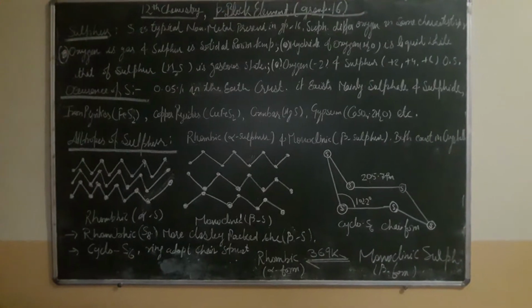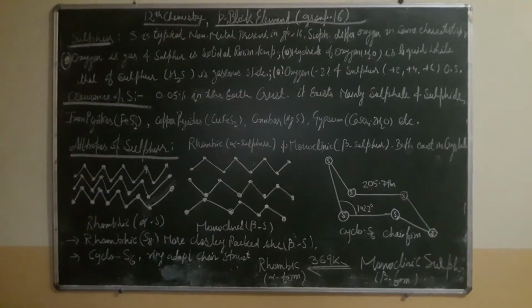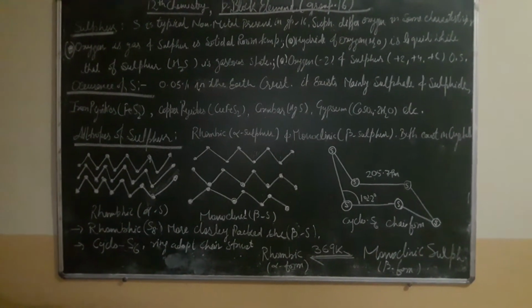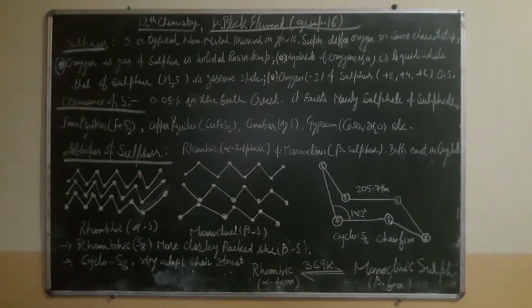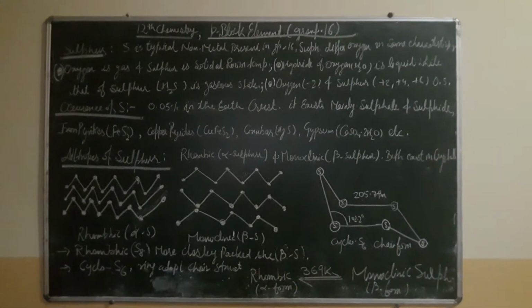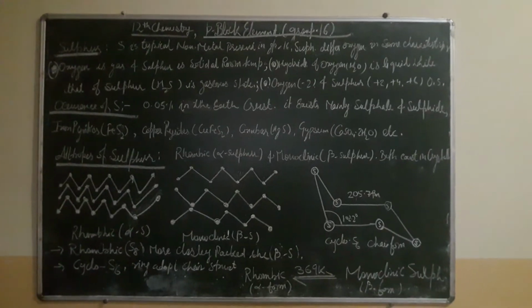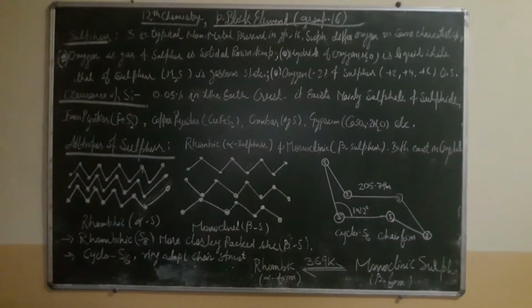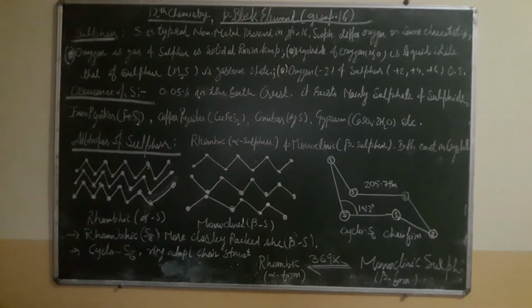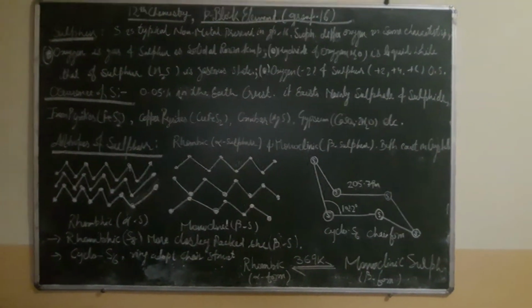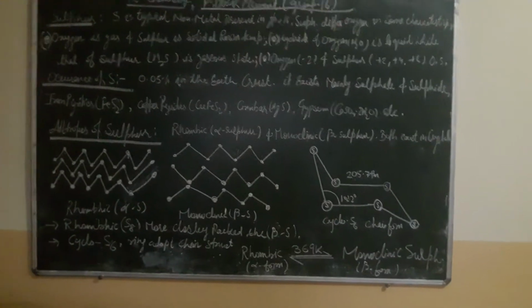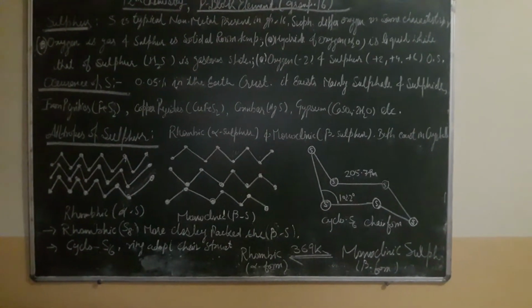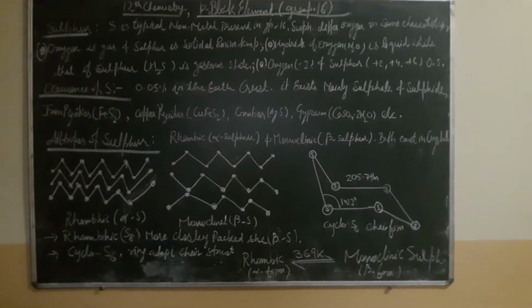Sulfur differs from oxygen in some characteristics. Oxygen is a gas, but sulfur is a solid at room temperature. The hydride of oxygen, that is the water molecule, is a liquid, but the hydride of sulfur is in the gaseous state. Oxygen shows the -2 oxidation state, but sulfur shows variable oxidation states, that is +2, +4 and +6.